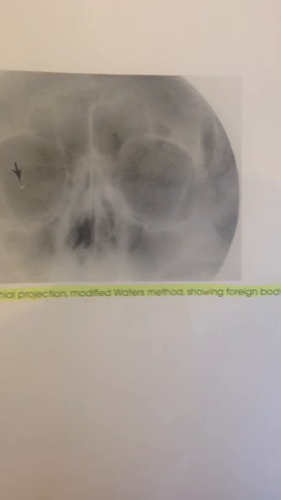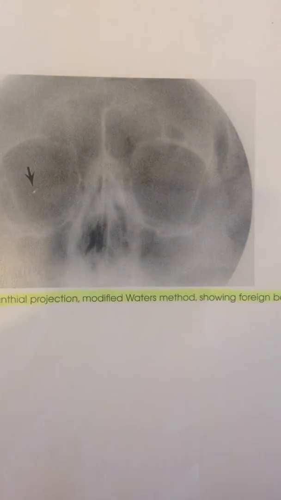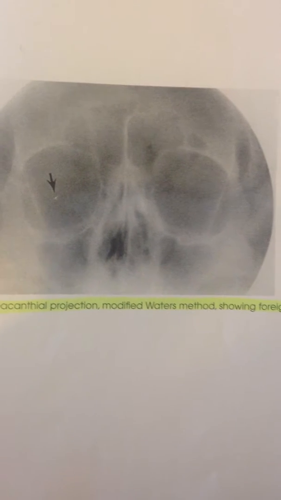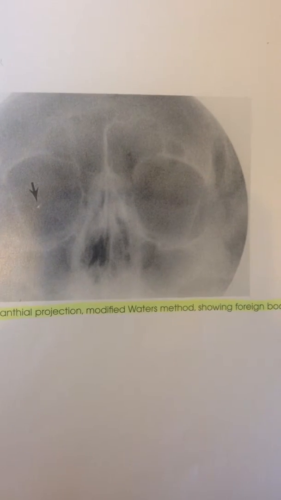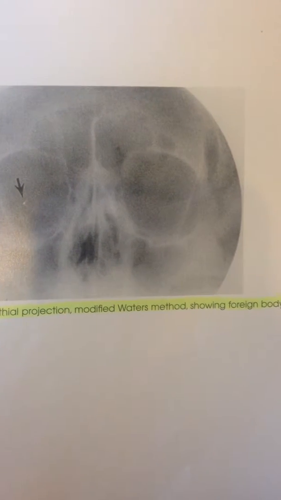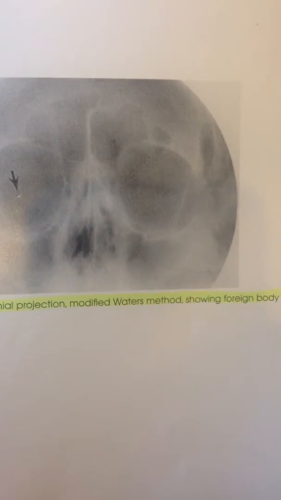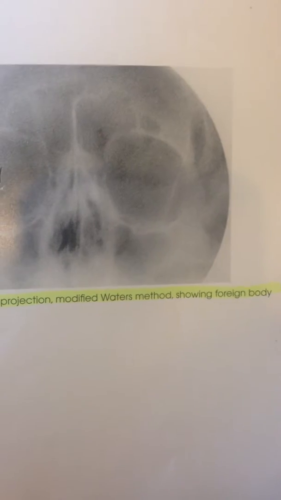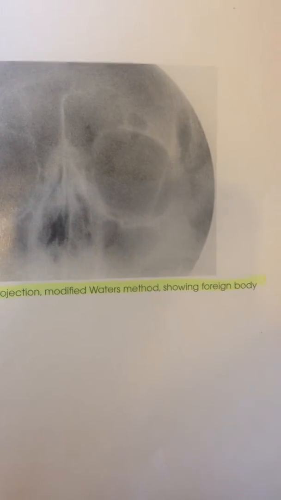For the modified Waters method of the orbits, you need the petrous ridges lying well below the orbital shadows, the symmetric visualization of orbits, indicating no rotation of the cranium, and close beam restriction centered to the orbital region.